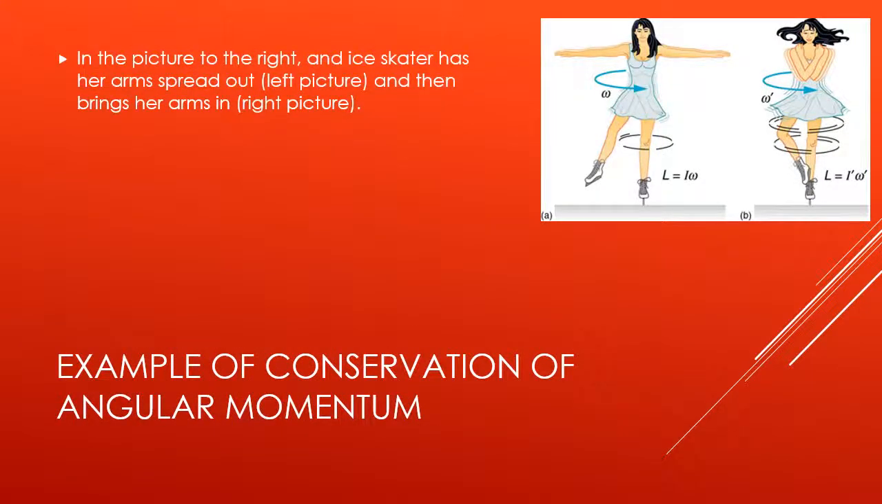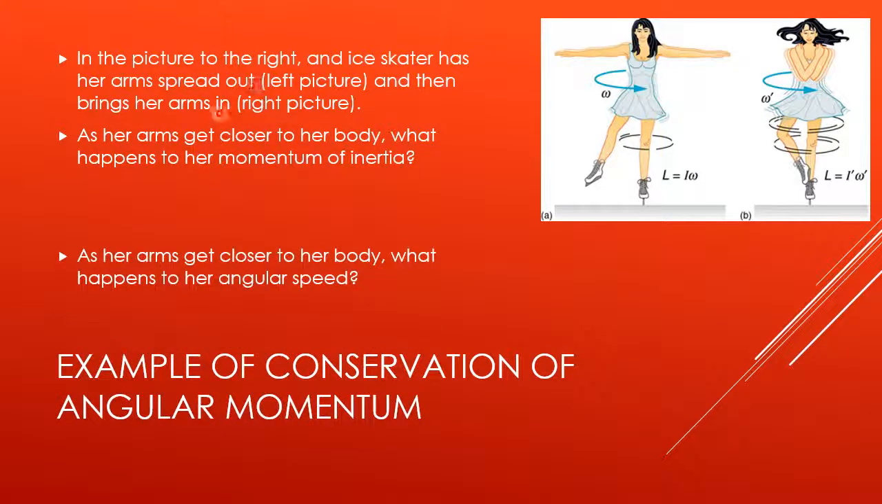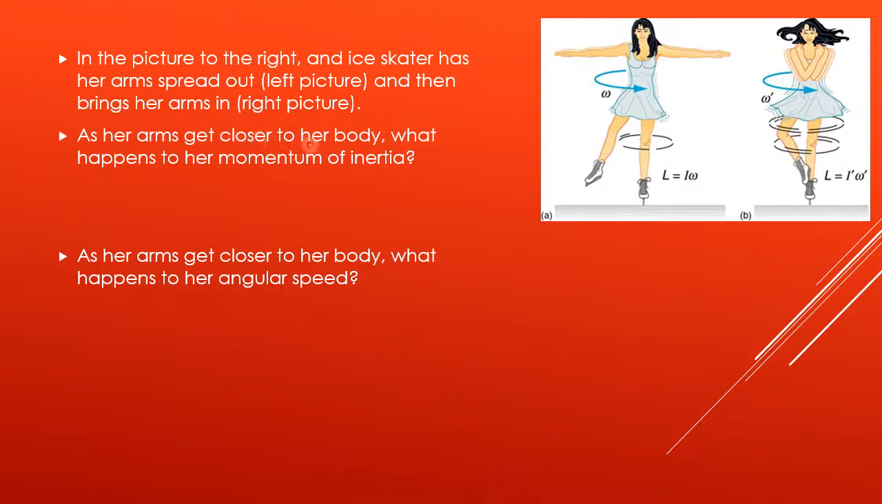So in the picture to the right, an ice skater has her arms spread out, that's the picture on the left. Then she brings them in close to her body, that's the picture on the right. As she does this, a couple things happen. And if you've watched ice skating before, you probably already know what happened, but let's talk about why. So the two questions I have at this point are as her arms get closer to her body, what happens to her moment of inertia? And as her arms get closer to her body, what happens to her angular speed? So go ahead and think about that for a second.